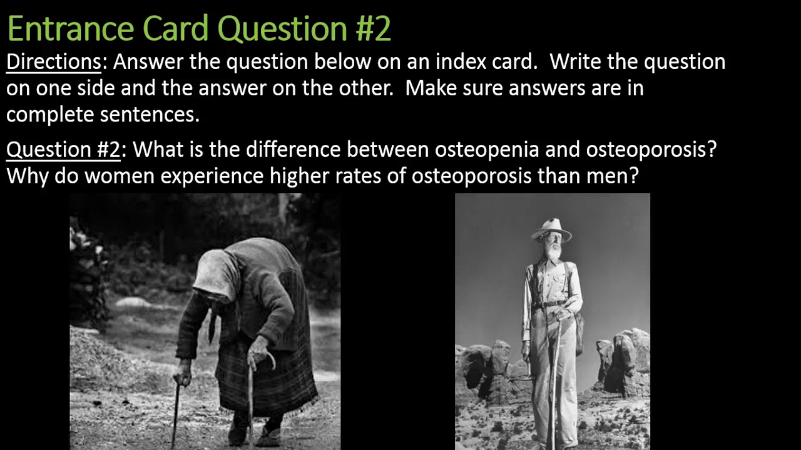And it brings us to our last entrance card. Answer the question below on an index card. Write the question on one side and the answer on the other. What's the difference between osteopenia and osteoporosis, and why do women experience higher rates of osteoporosis than men? I didn't in the previous slides go into as much depth, but you need to look into hormone levels of older men and older women and how that could possibly affect a higher rate of osteoporosis in women.